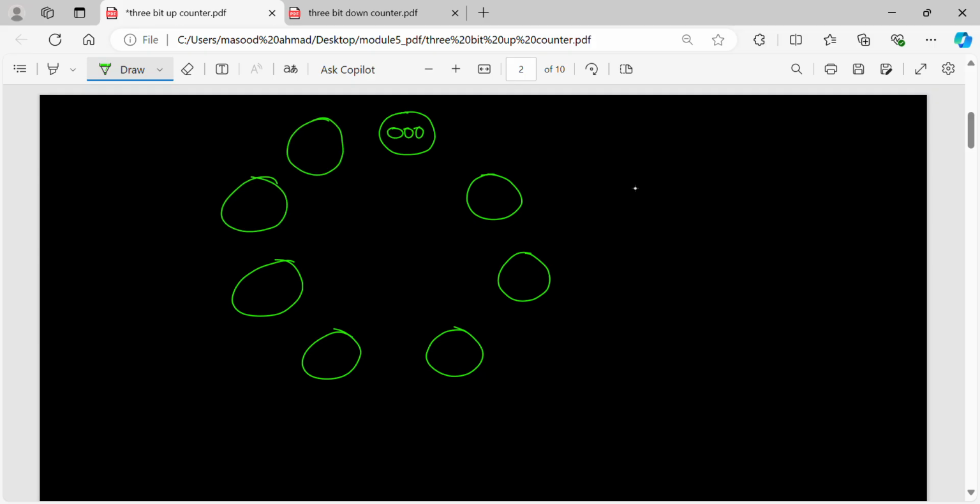000, 001, 010, 011, 100, 101, 110, 111. So from the present state, it will go to the next state. From this state, it goes to the next state, and so on for each state.